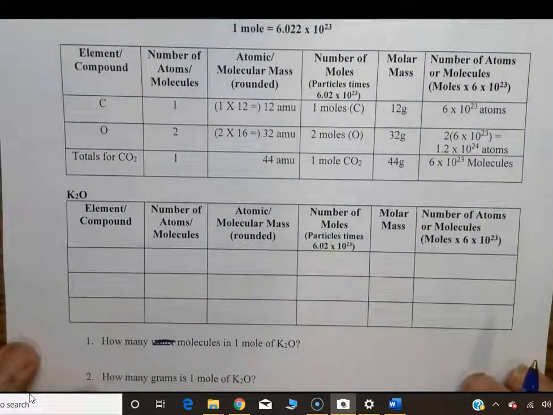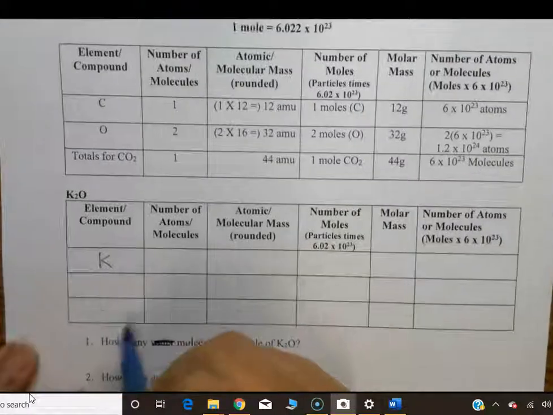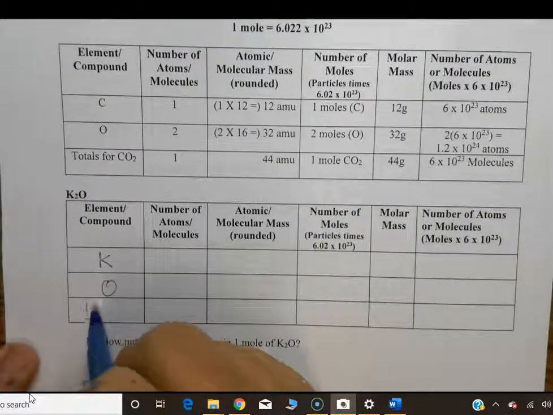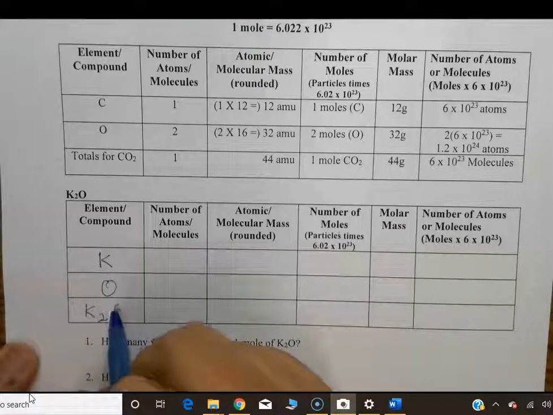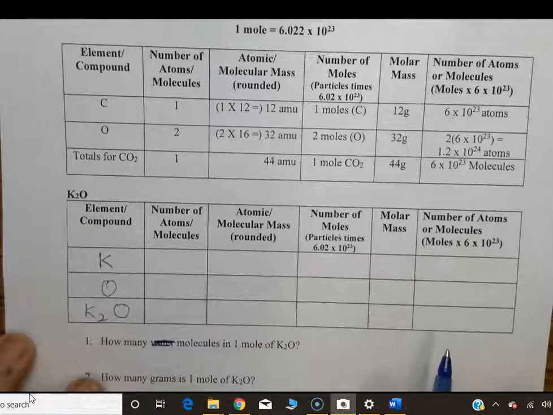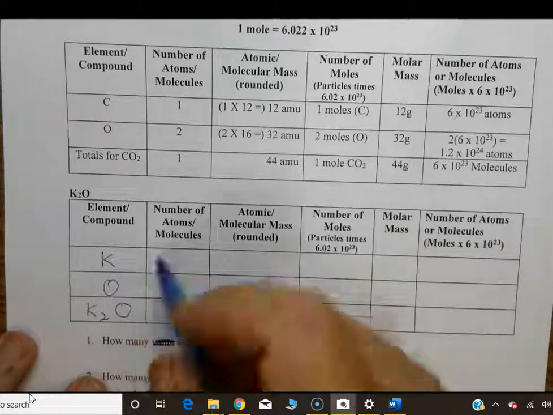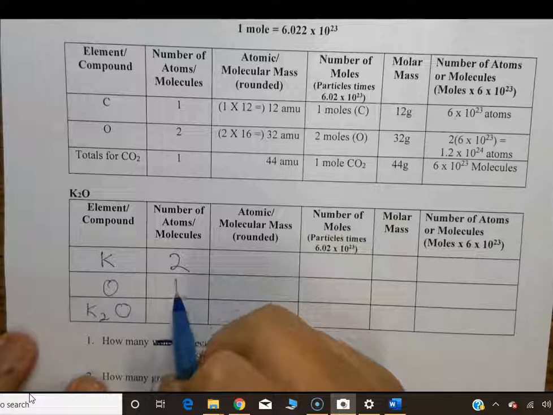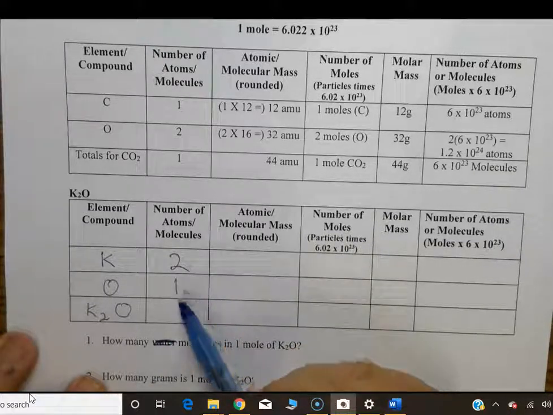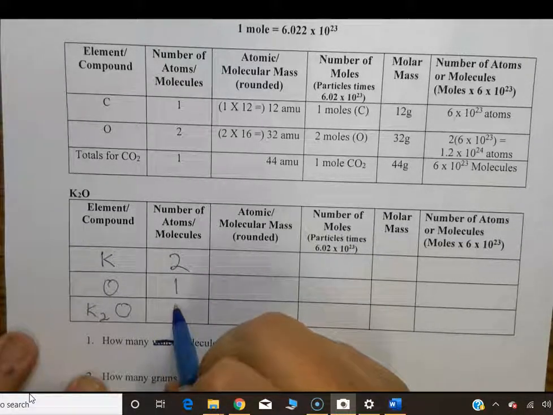Okay, so the element is K. Oxygen is here, and we end up with K2O. All right, so the number of atoms included: for K, there are 2 potassiums, and for oxygen, there's just 1 oxygen. Those 2 potassiums plus 1 oxygen give you 1 molecule of K2O.